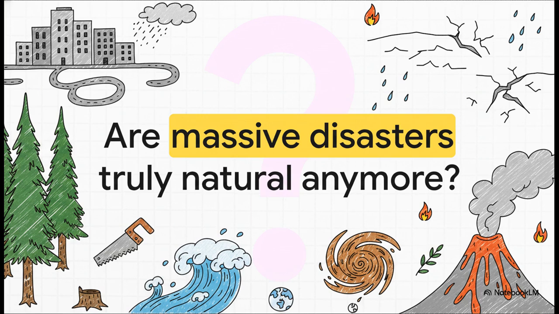So, I'm going to leave you with this final, provocative thought to ponder today. Given our immense human footprint on this planet, I mean, the deforestation, the sprawling megacities, the endless carbon emissions, are massive disasters truly natural anymore? Or are they really just a measure of our failure to respect and adapt to nature's constant change? Take some time to really think about that and how it changes the way you view the world around you.